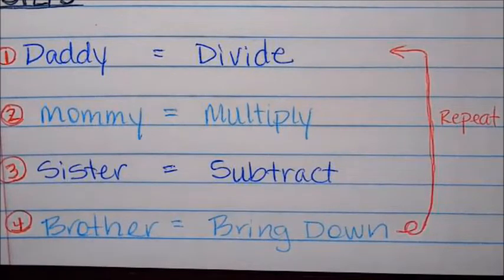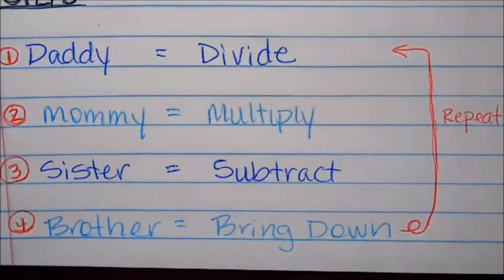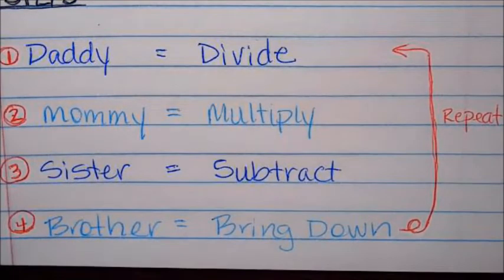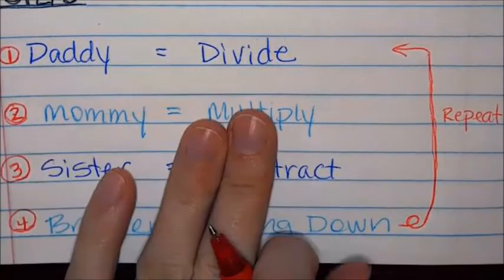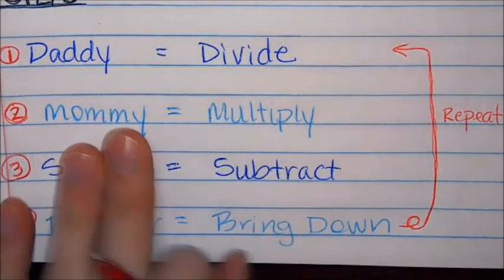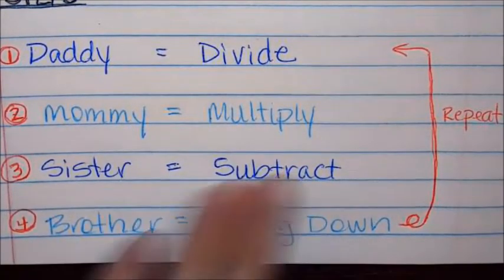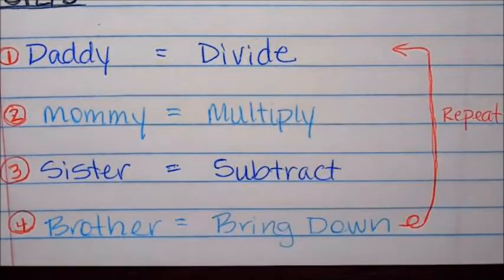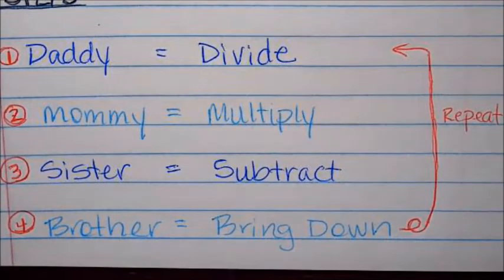Okay, that video was Miss Leon's goofy but funny little way to remember the steps of using algorithm, or your mama's math for dividing. Daddy, divide; mommy or mother, multiply; sister, subtract; brother, bring down; and then we repeat. So let's go ahead and practice a few problems, so if you get a little bit confused, you have something to look back on to help you.